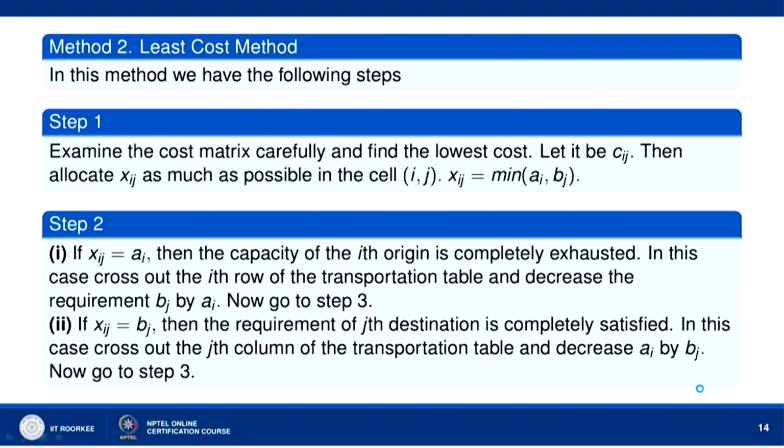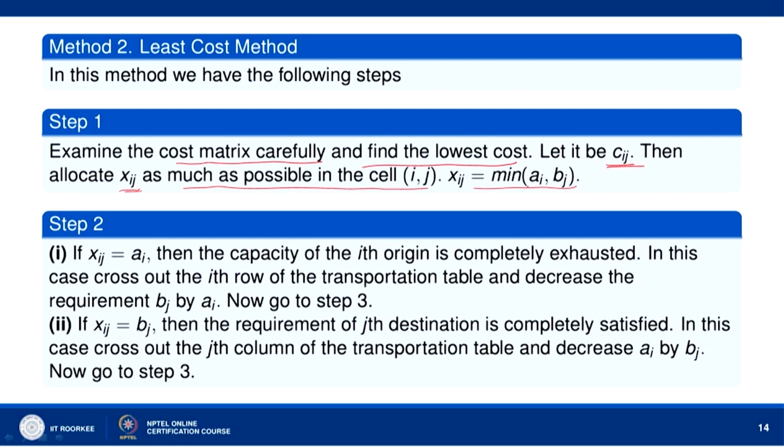Now, let us go to the next method, which is the least cost method. In this method we have the following steps: examine the cost matrix carefully and find the lowest cost. Let us say it is Cij, then allocate Xij as much as possible in the cell ij. So, Xij is equal to the minimum of Ai and Bj. So, we will inspect the whole cost matrix, and whichever cell has the lowest cost, to that cell we shall allocate the maximum possible value, that is the minimum of Ai and Bj.